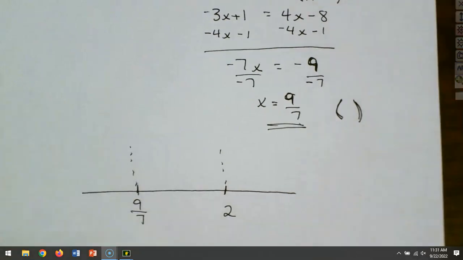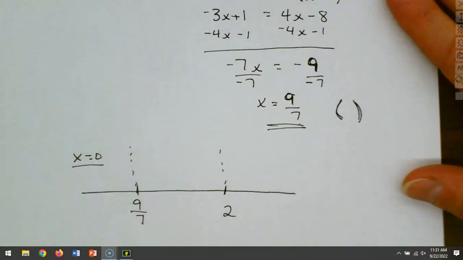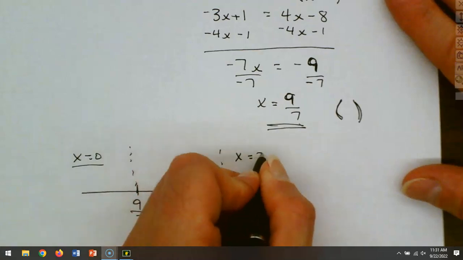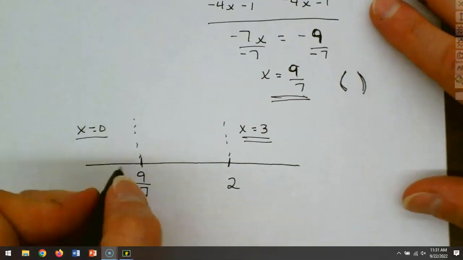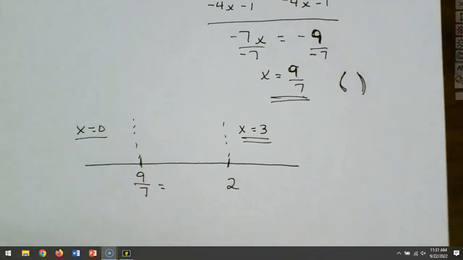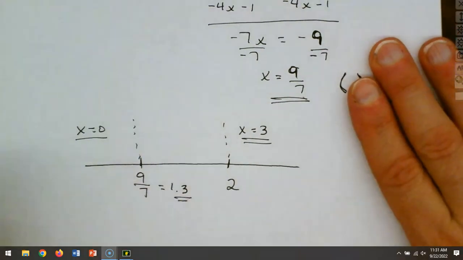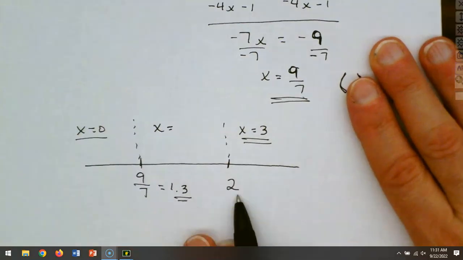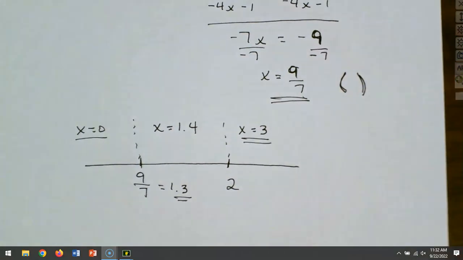And so a number smaller than 9/7, well, that's easy, 0. A number bigger than 2, how about 3? But is there a whole number in the middle? No, but what's 9/7 as a decimal? Just to one place, just so we have an idea. Okay, 9/7 as a decimal, if we round, is going to be about 1.3. So let's pick a number between 1.3 and 2. How about 1.4? Because there is no whole number in there, because that's a decimal. So we had to pick 1.4.